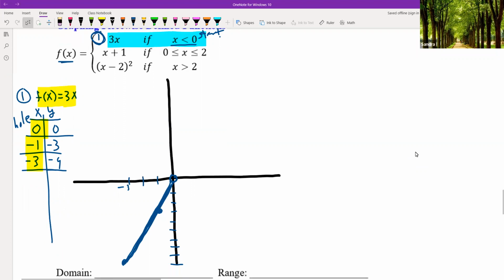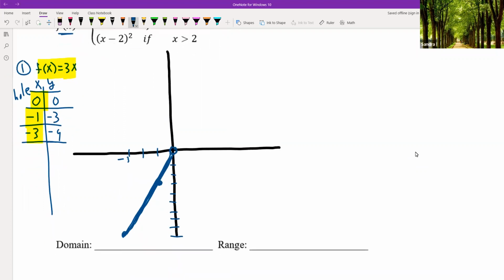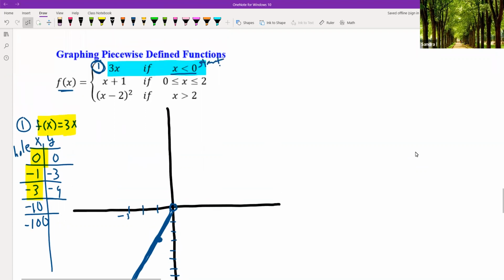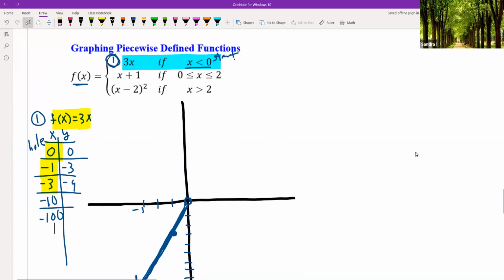Okay, I want to emphasize at the end point right here, this is like an arrow because I can keep on selecting larger values like a -10 or a -100. So you got to know that it's going to go forever. You can write that down. Okay, let me go ahead and move on to the next piece of this graph.